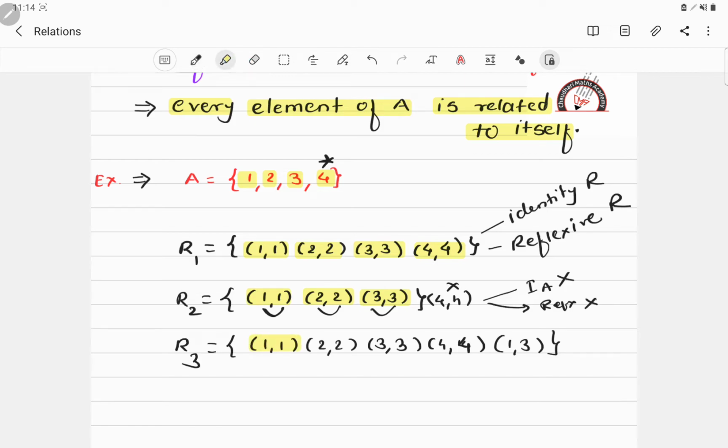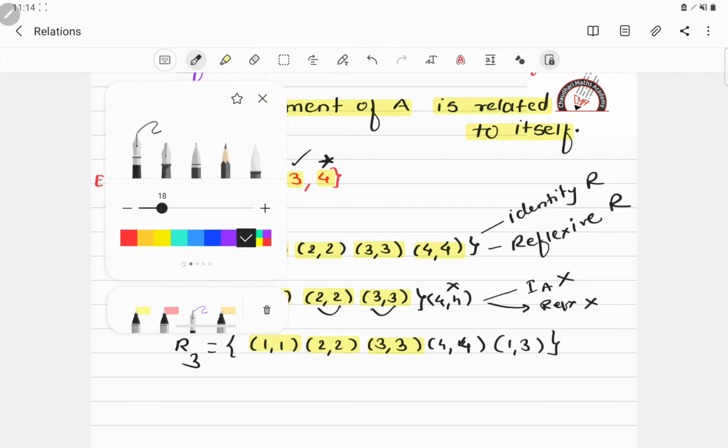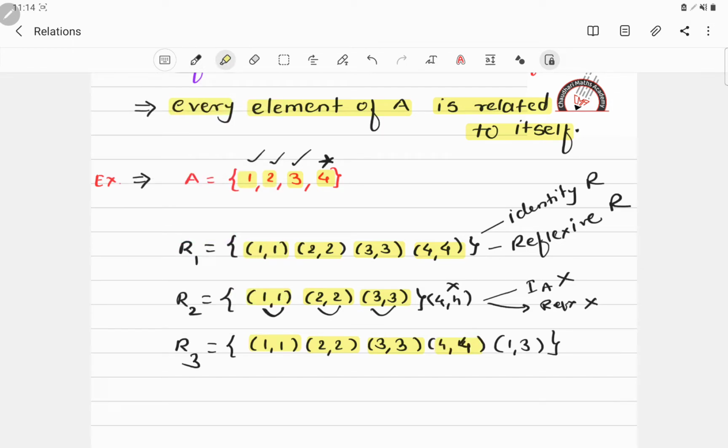1 is in relation with 1. So here I covered 1. 2 is in relation with 2. Here I covered 2. 3 is in relation with 3. So here I covered 3. 4 is in relation with 4. Here I covered 4 also. But one extra element is also given. We don't know about it. But if the extra element is present, then this is not an identity relation. But definitely it is a reflexive relation, because in a reflexive relation you can keep any extra element. There is no doubt or problem about that.